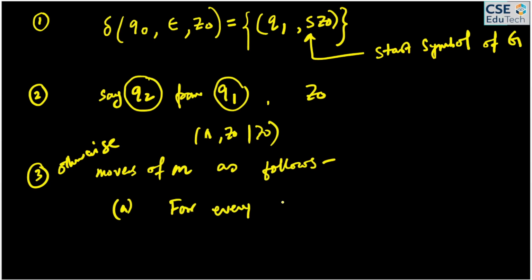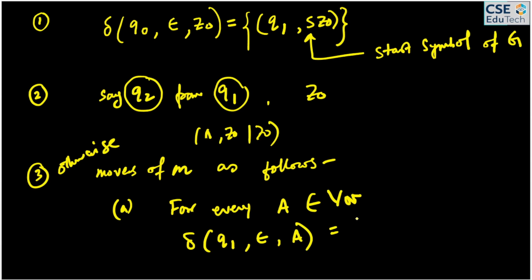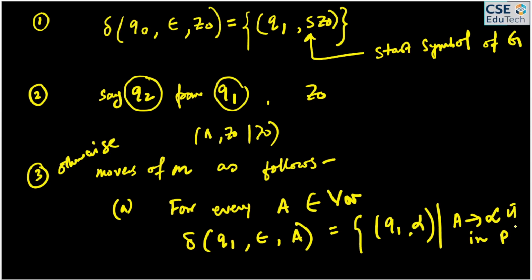For every variable, that is, A belongs to Vn, we have a move like this: (Q1, epsilon, A) goes to (Q1, alpha), without reading any symbol, such that A to alpha is in the production P of the grammar G. For a variable, we have to make this move.